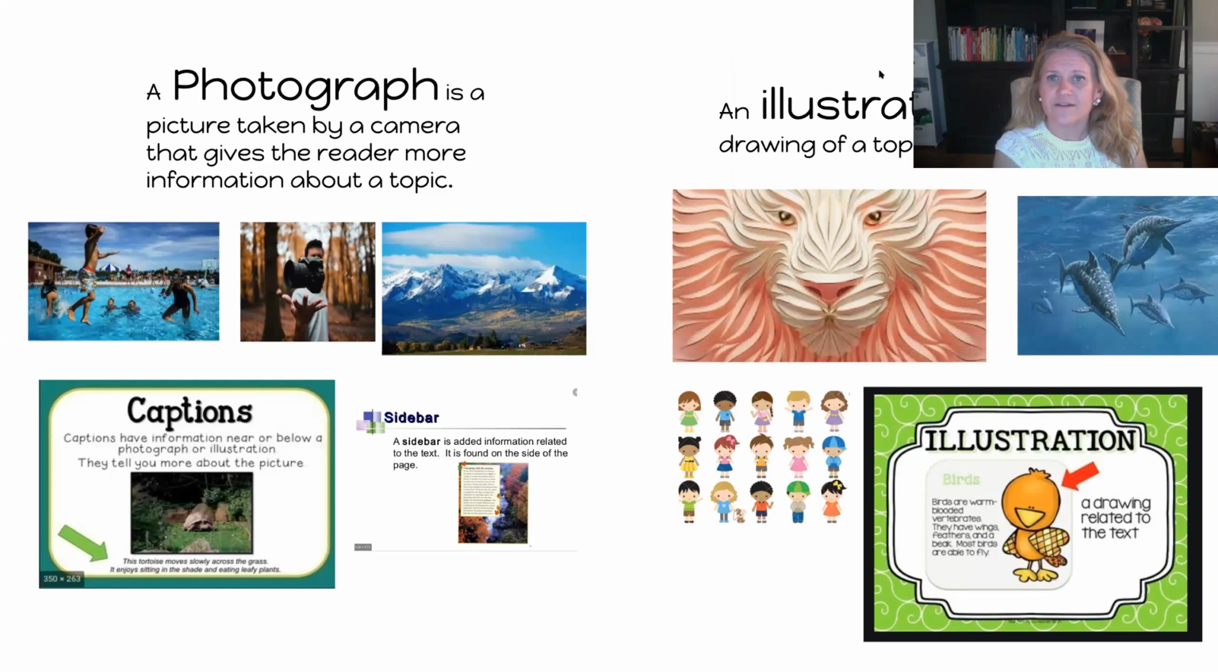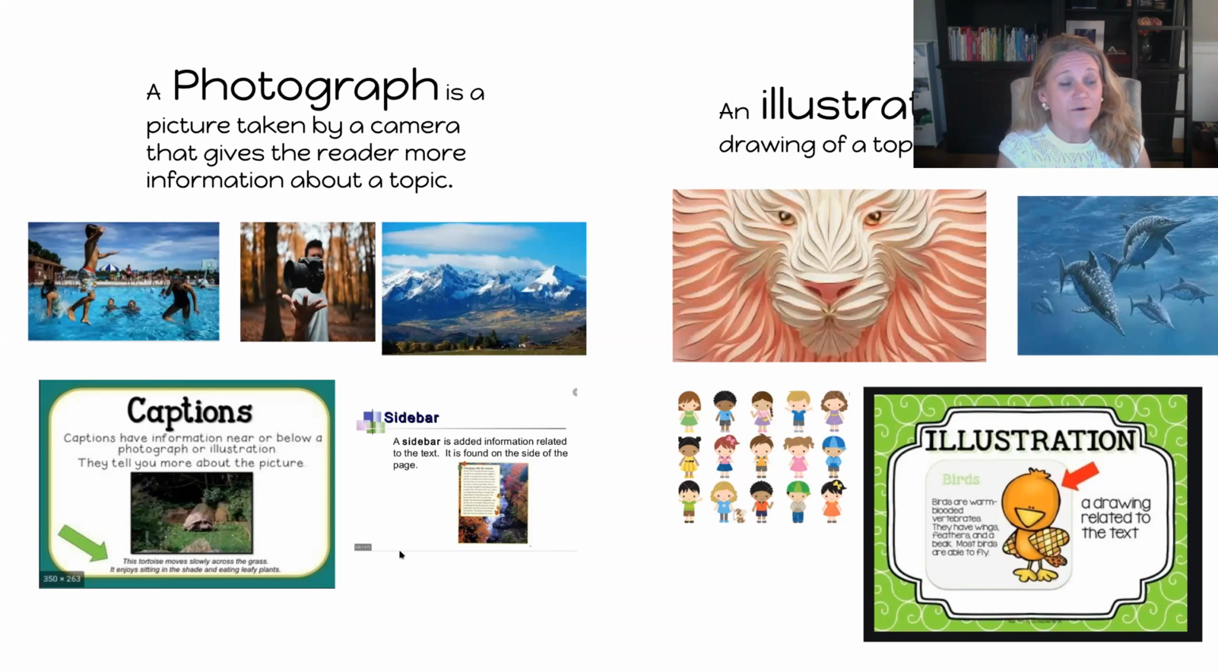Now, on the other side of this slide, we have an illustration. Now, boys and girls, it's just a fancy way of saying a drawing. And an illustration is a drawing about a topic, or it's related to the text that we're reading about. So we have an illustration of a lion, an underwater illustration, an illustration of a bird down here, and then we have this illustration of all these kids. Now, we know that it's not real, so it's not a photograph. We know that those are drawings and not actual children.